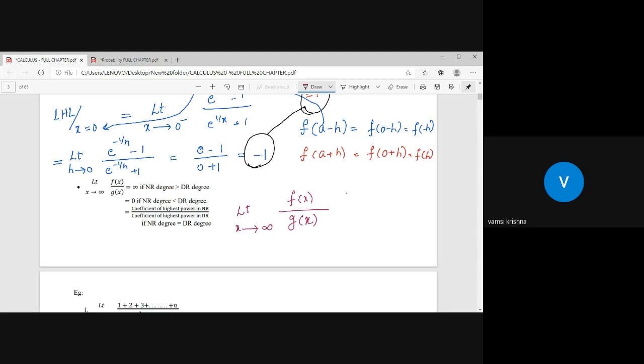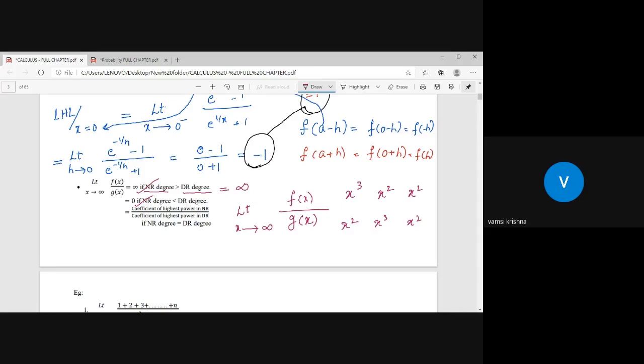So in the numerator the maximum power may be x cube and in the denominator x square; or in the numerator x square and in the denominator x cube; or in the numerator x square and in the denominator also x square. So this is the thing I am saying now. If numerator degree is greater than denominator degree, then your resultant answer is infinite. Answer to that question is infinite. If numerator degree is smaller than denominator degree, then it will be 0.